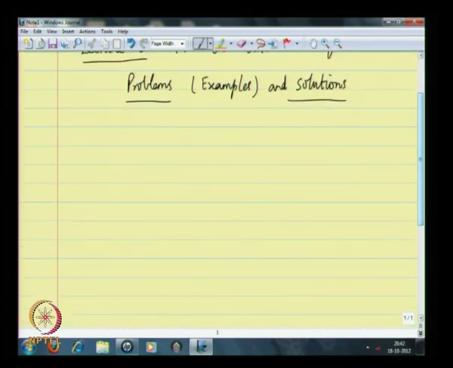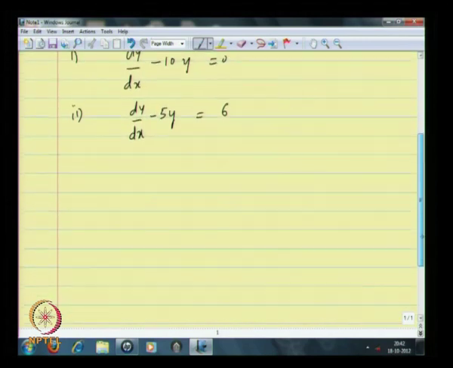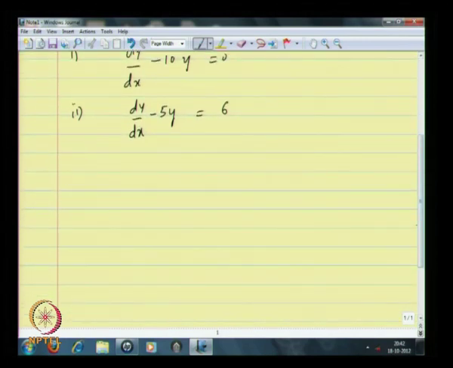The first set of problems is very elementary to slightly more involved. Let me write a simple differential equation, dy by dx minus 10 y is equal to 0, and another problem, dy by dx minus say 5 y is equal to 6. These are given as problems for the background quiz on the website, so they are not any different from what is already there.